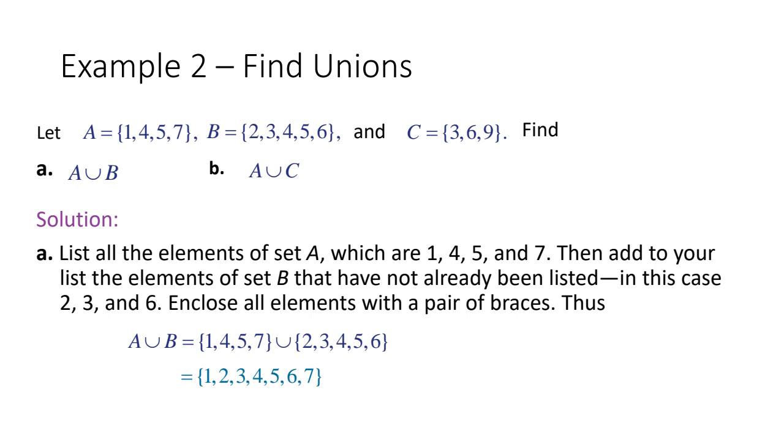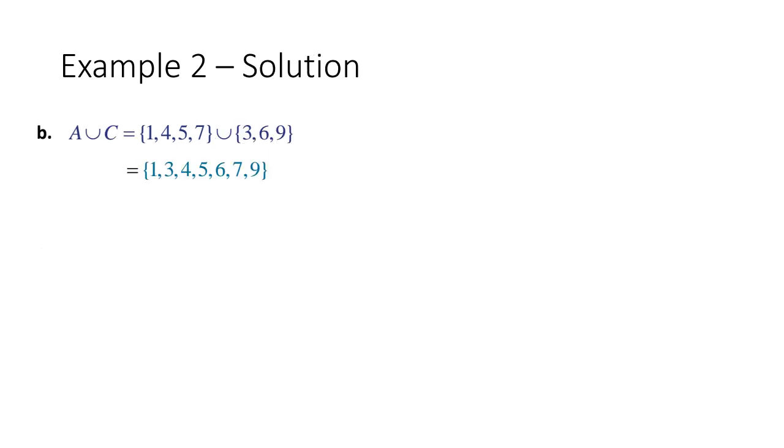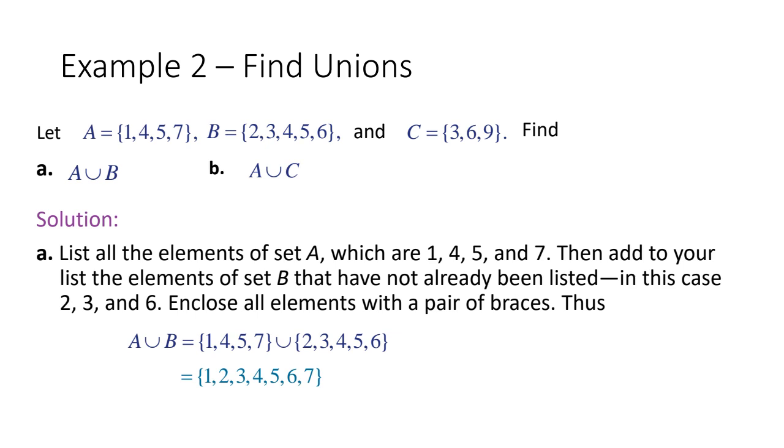And for part B, let me just go back quickly. So A union C, notice that A has 1, 4, 5, 7, C has 3, 6, 9. Since each one of them has different elements, you just put them all together. So you'll have all 7.